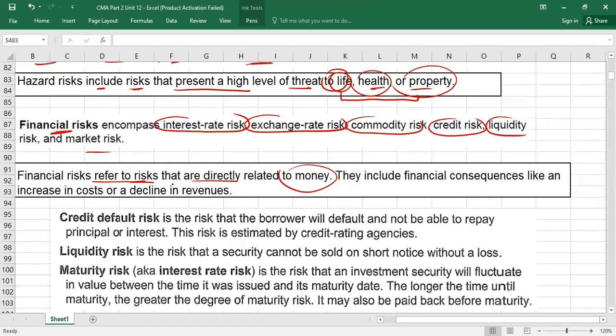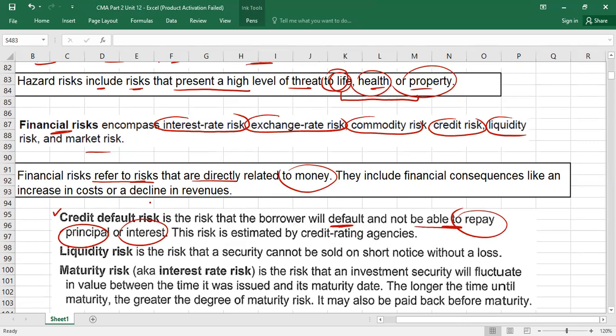First, what is meant by credit risk. Assume you are a bank and you want to lend money to a borrower. You are going to give a loan to the borrower. What risk are you facing now? The borrower may default and may not be able to repay your principal amount or your interest. This is called credit default risk.